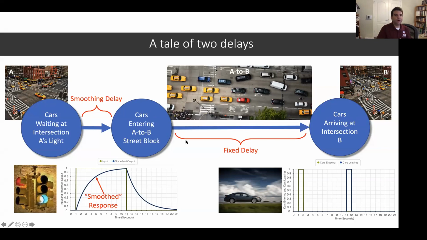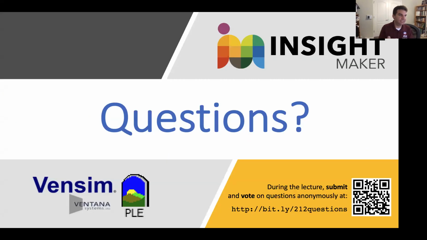So are there questions? I think that's my next slide here. Are there questions about these two delays, the fixed delays and the smoothing delays, maybe in the context of this example or others? Is it clear the two differences between those? So fixed delays are not also the system's inertia?